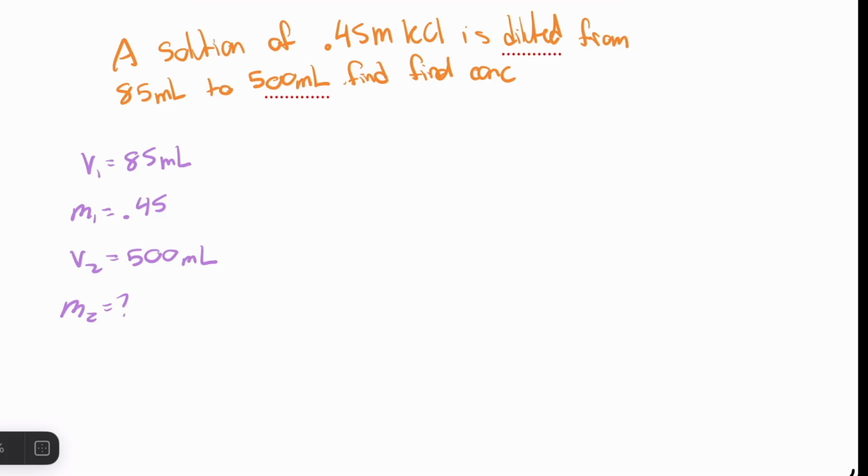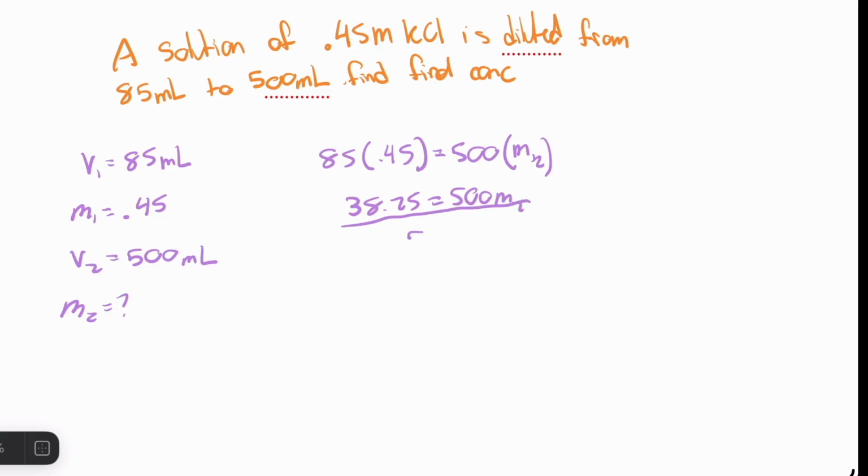If we plug it into our equation, we have 85 times 0.45 equals 500 times M2. When we simplify this, we get 38.25 equals the 500 M2. We divide both sides by 500, and M2 is equal to 0.0765 molar.